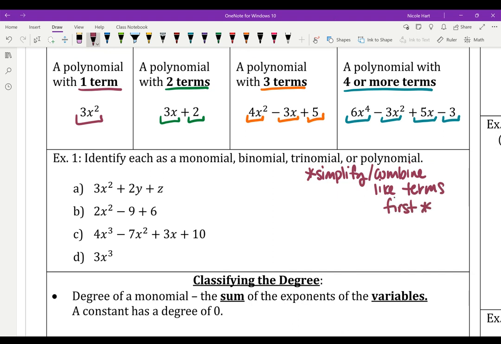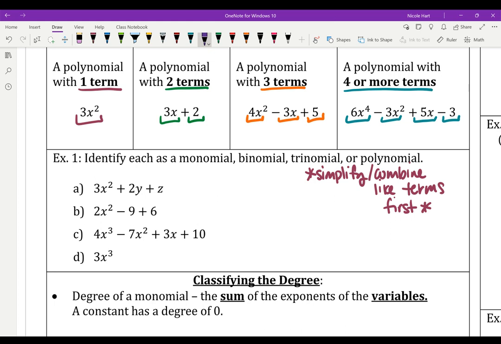To see if we have anything to simplify or combine. So if we look at A here, it says 3x squared plus 2y plus z. None of these have the same variables or same exponents to combine together. So that one we will leave as is.